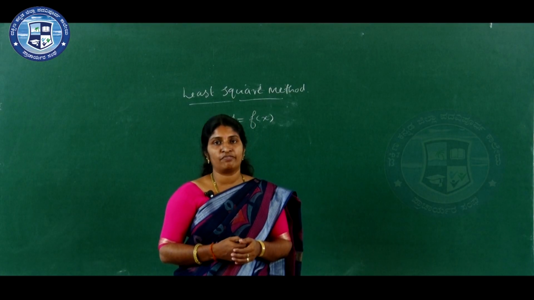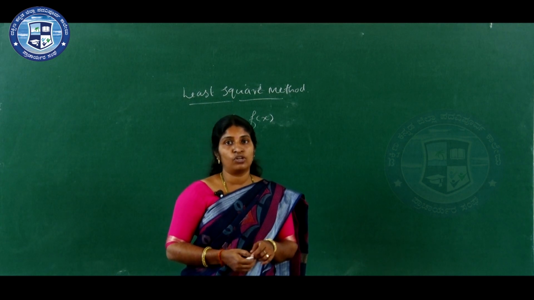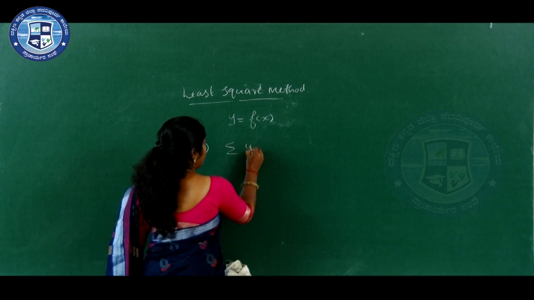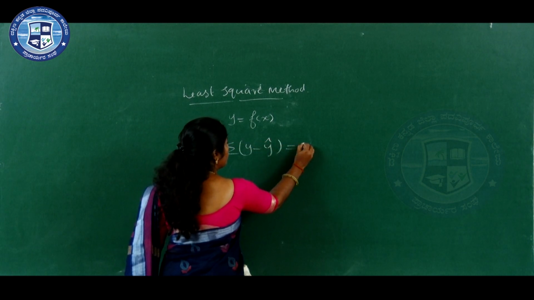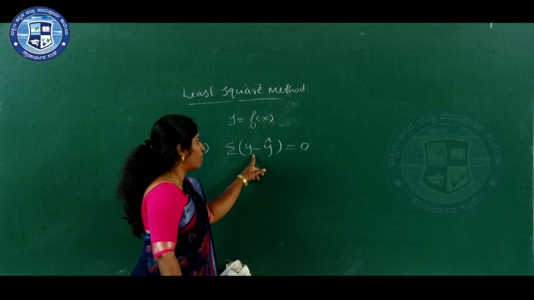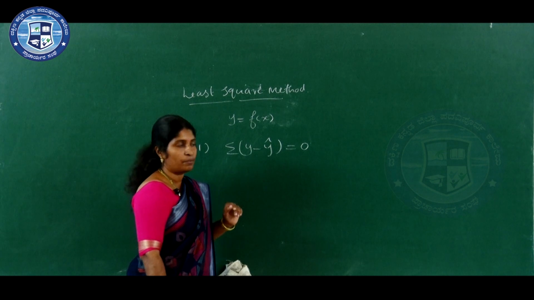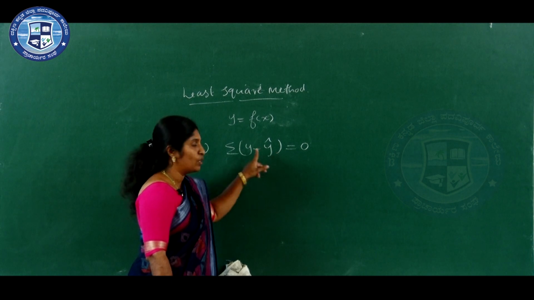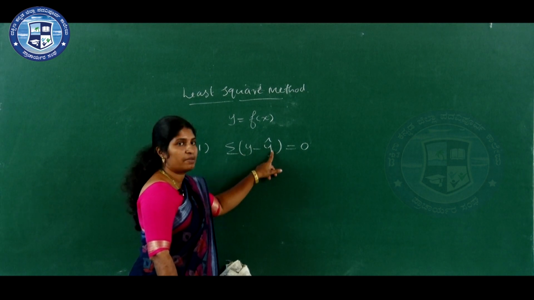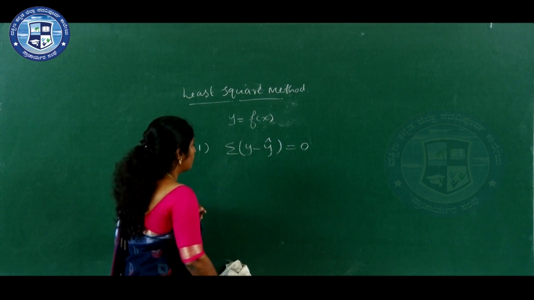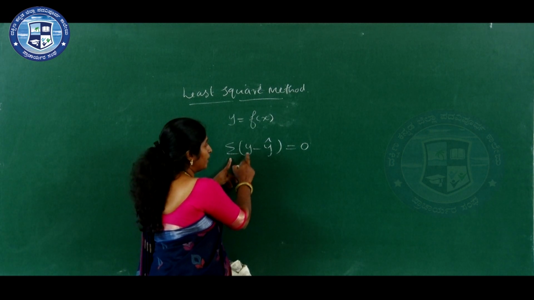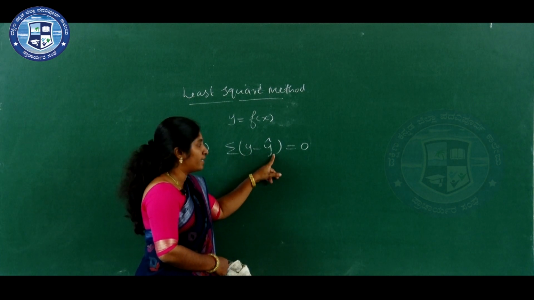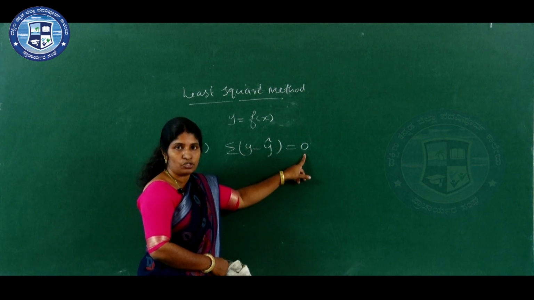The trend line is fitted to the time series if it follows 2 conditions. First condition is summation of y minus y cap is equal to 0. Here y is the actual value and y cap is the calculated value. The sum of deviations of actual value and calculated value should be equal to 0.